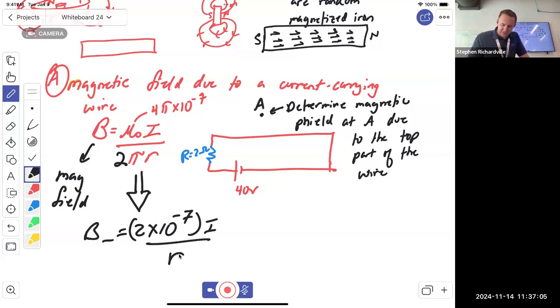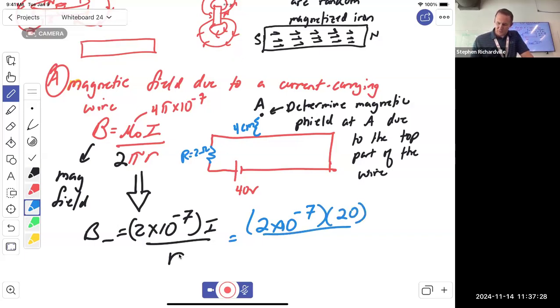Okay. So, pretty easy here. Let me go ahead and give you a little bit of a distance. We'll do 4 centimeters. So my field is pretty easy. It's going to be 2 times 10 to the negative 7. That's the simplification of the mu naught over 2 pi. My current's 20 amps and my R is 0.04.